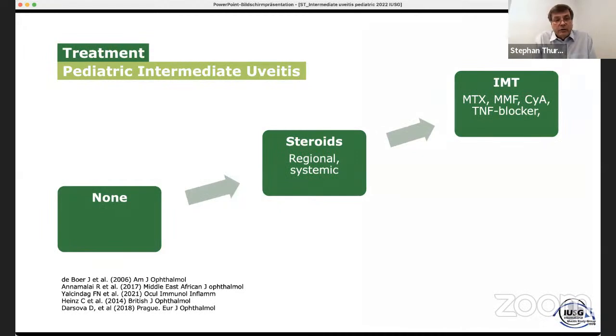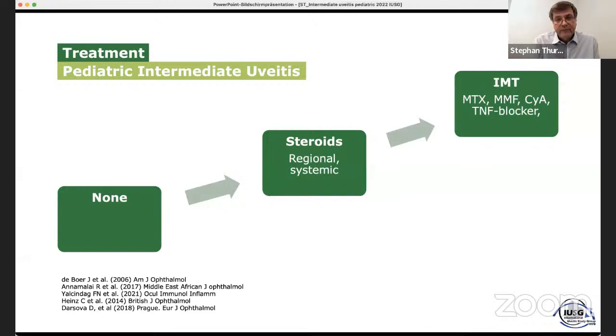Now let's look at treatment in pediatric uveitis. Usually most recommend not to give any treatment. I'll come back to that a little later and show you in which circumstances it might be a good idea not to treat.